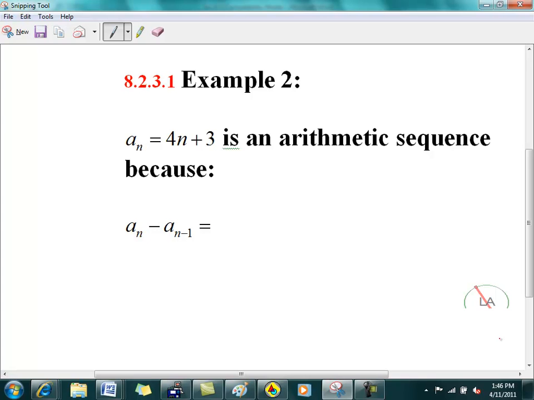Okay, so people, on Thursday and Friday we talked about writing sequences in two different forms. Okay, what were they called? Recursive was one, and the other one, the functional form. So this is a functional form, okay? And my claim to you is that this is an arithmetic sequence. Because if I do this difference, and I'm going to write it down without explaining it to you and see if you need help on that, okay?